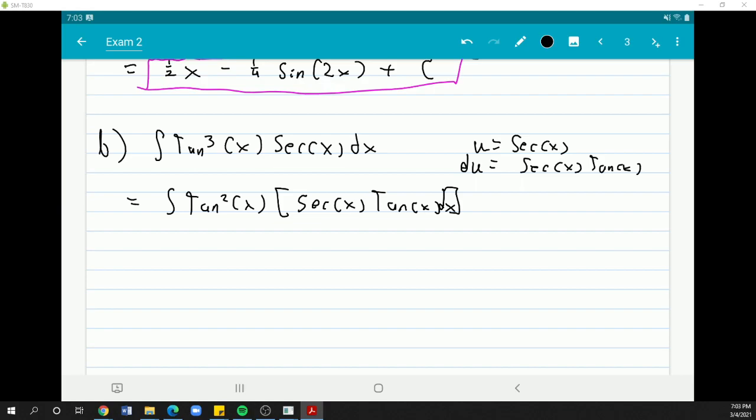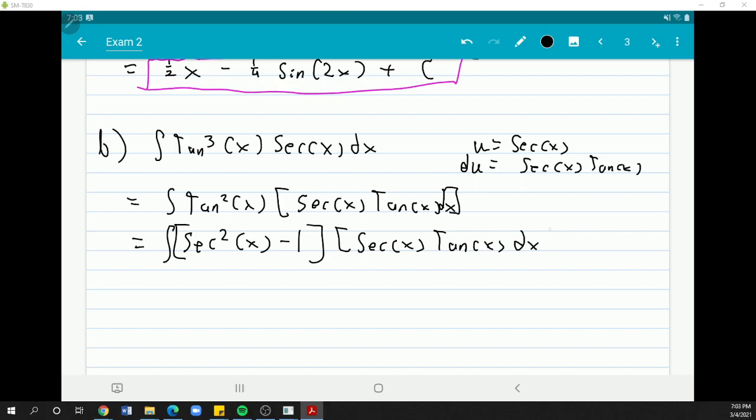But secretly I do have some u's, because tan squared is really secant squared of x minus 1. That's another trig formula, and one that's going to come up, times secant of x tan of x dx. Okay, and now all of a sudden I do have some u's, right? So this is the power of these trig formulas.